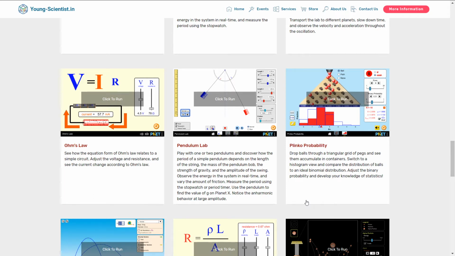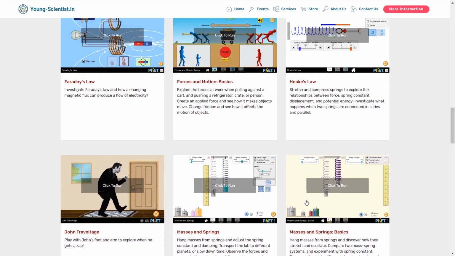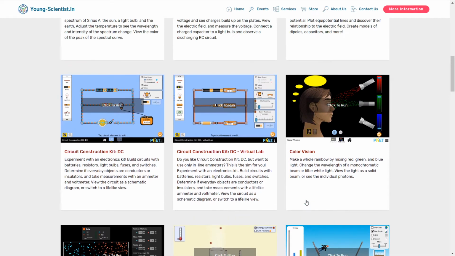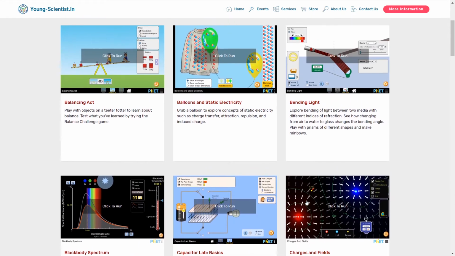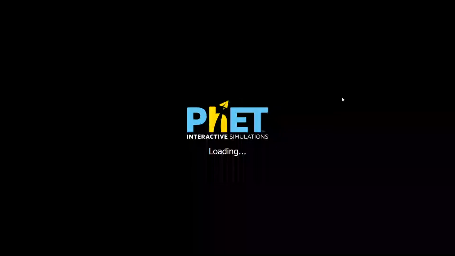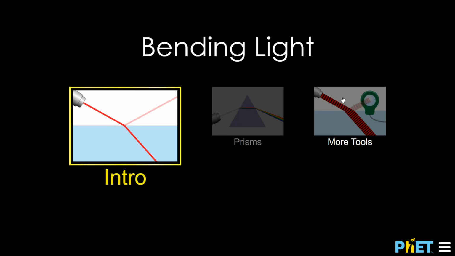Each simulation comes with a short description of what can be done with it, and we are working to include a video tutorial for each one. These simulations convert your computer into a science lab. As an example, we shall take a closer look at bending light. Clicking on the image launches the simulation. This particular one is great for exploring the concept of refraction.